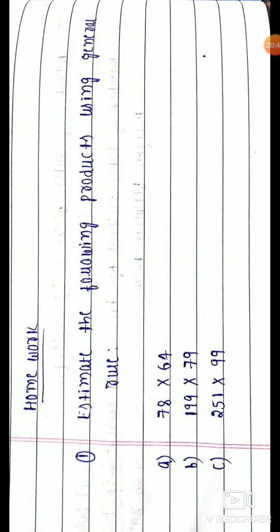Let us take homework for today. First one, estimate the following products using the general rule. A, 78 into 64. B, 199 into 79. And C, 251 into 99. You have to estimate the following products using the general rule.